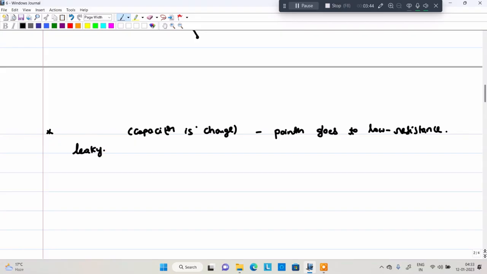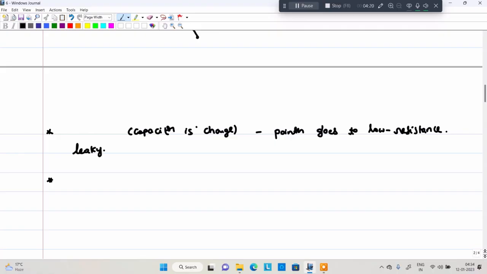So the second observation here: whenever the capacitor is connected to the meter, the pointer goes to the low resistance side. That means the capacitor is charging. After that, it increases, but it is less than the normal value. Some leakage is present in the capacitor. So that is the third observation. Next, fourth observation. In the fourth observation, the pointer goes to the low resistance side, so the capacitor is charging, no problem.